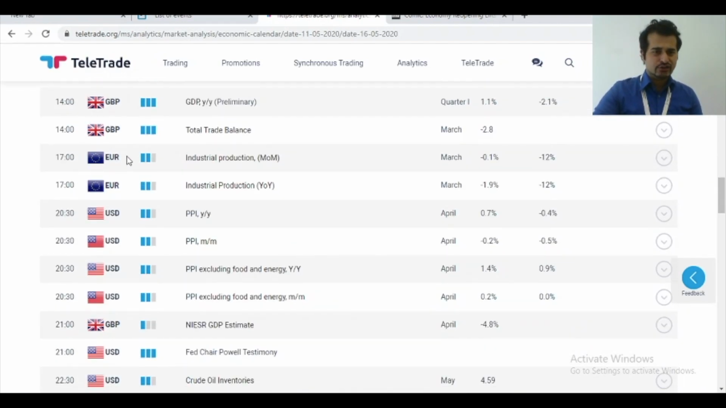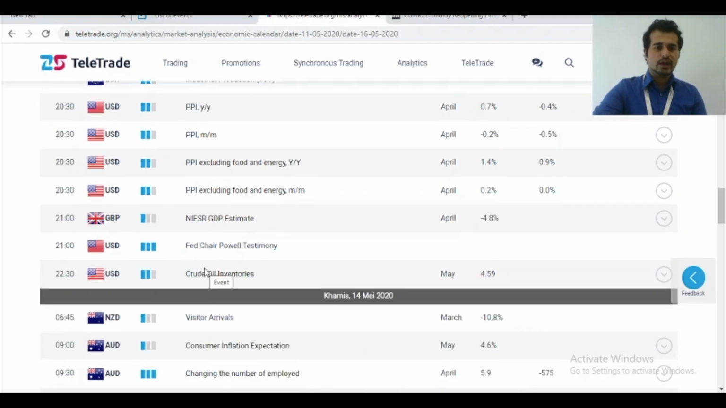Then we have industrial production from Europe, month on month and year on year, and also Fed Chair Powell's testimony. He is going to talk again about the measures they need to take to provide more stimulus to the economy, or whether they need to make further changes to the interest rates. All in all, this will also impact the strength or weakness of the American dollar.